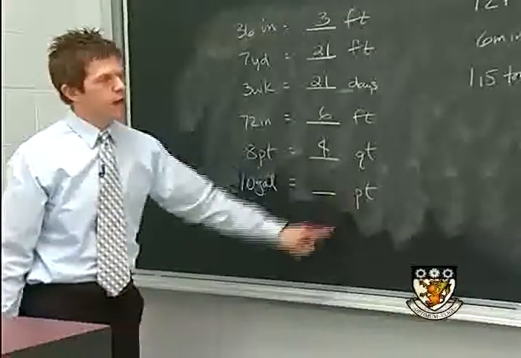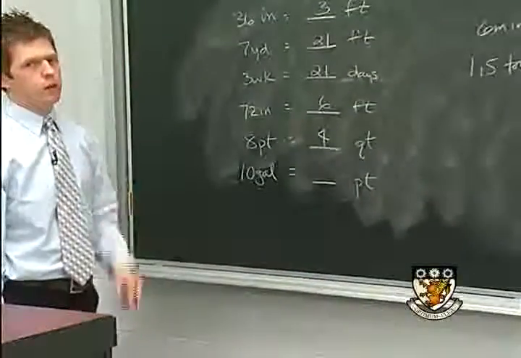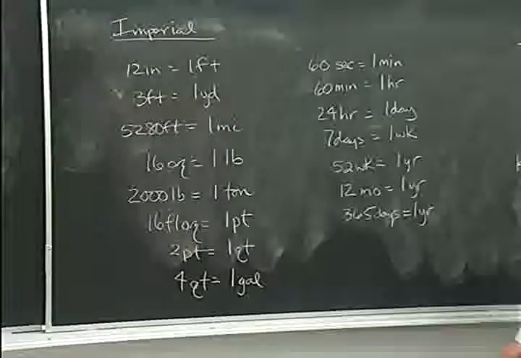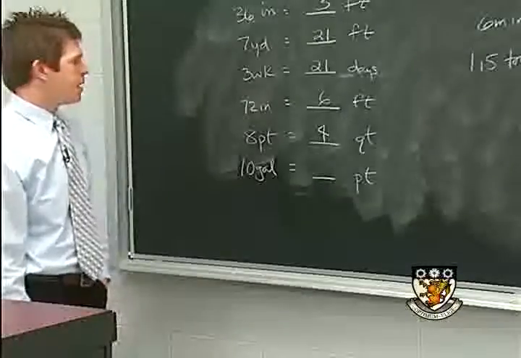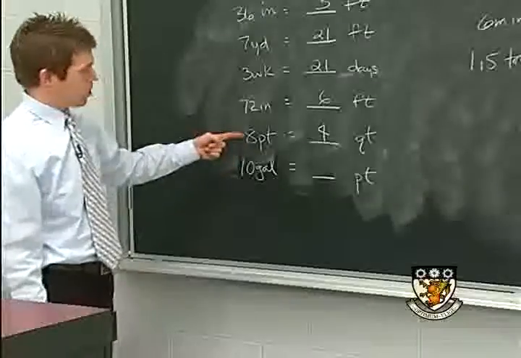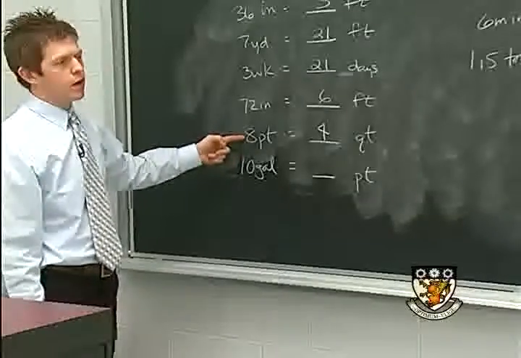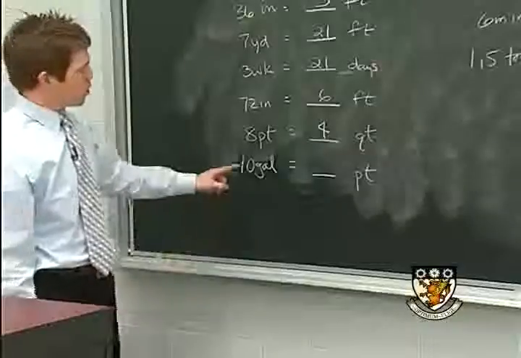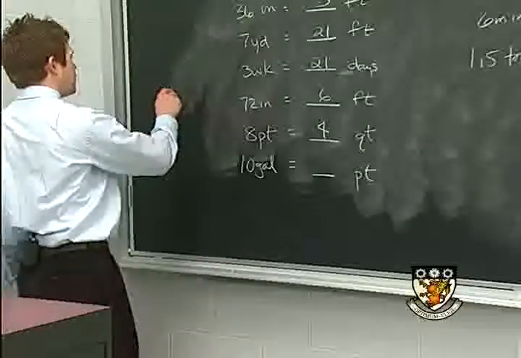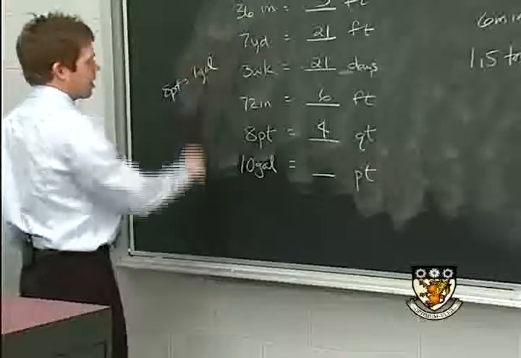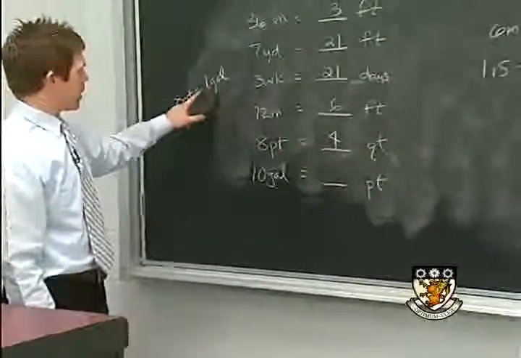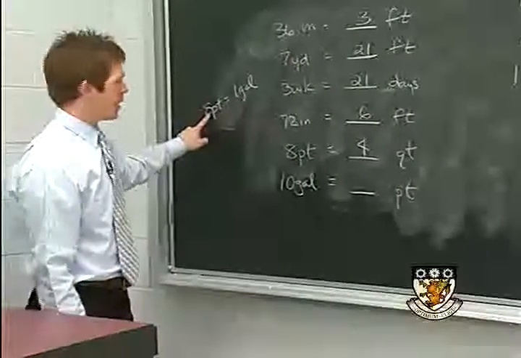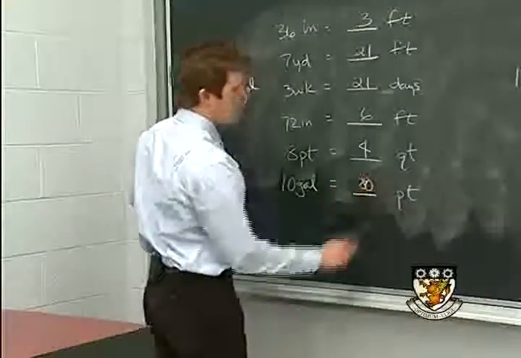Now we have gallons and pints. Now this one you have to take 2 steps to do. Be careful here. If you look back at your chart, you see that there are 2 pints for every quart and 4 quarts for every gallon. So that means there are 8 pints for every 1 gallon. So then we say, all right, 8 pints equals 1 gallon. Well, for 10 gallons, we would take and multiply this number by 10, and you end up with 80 pints.